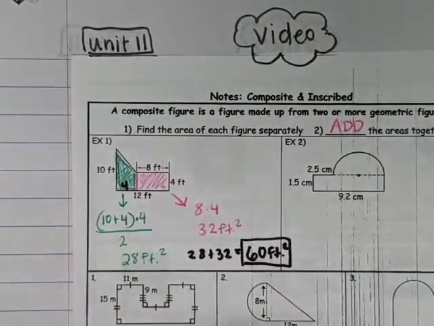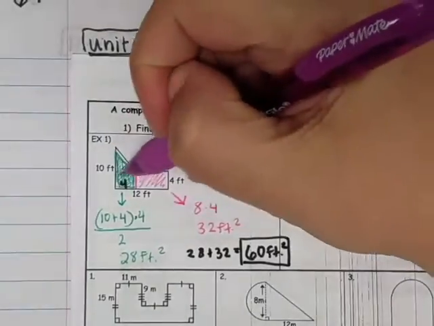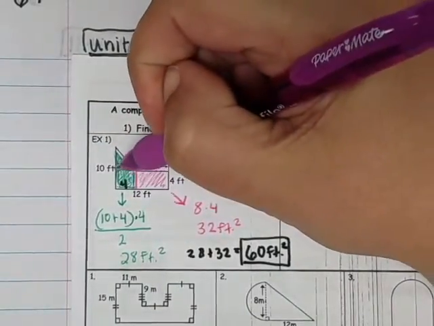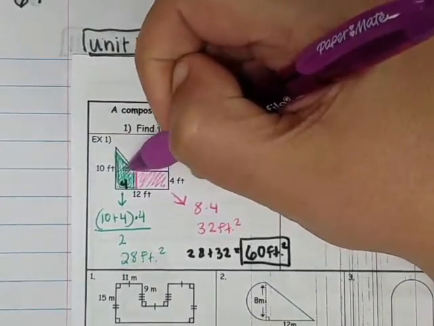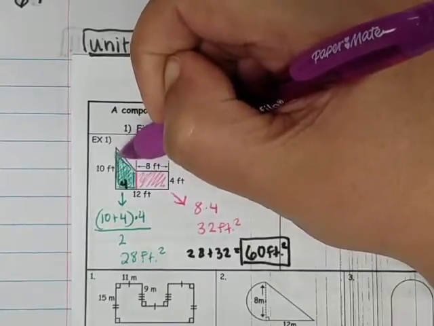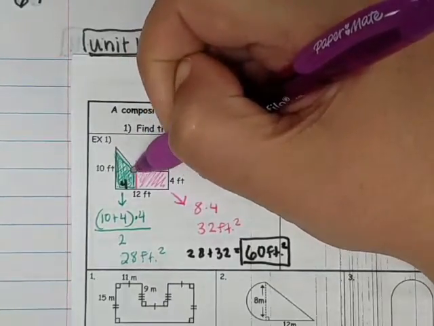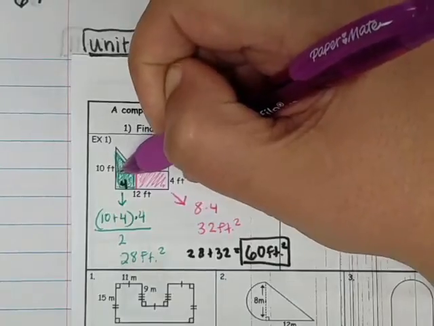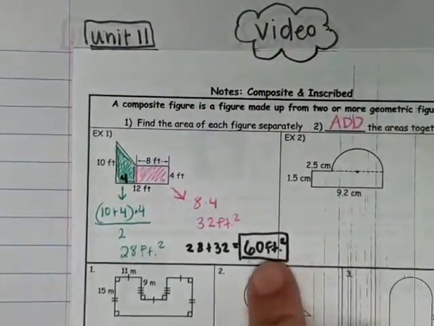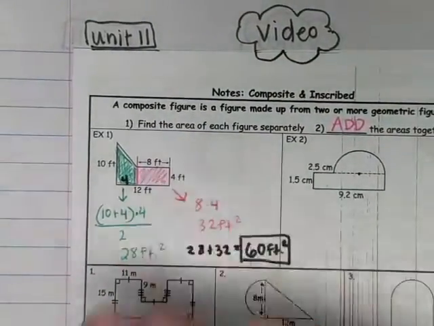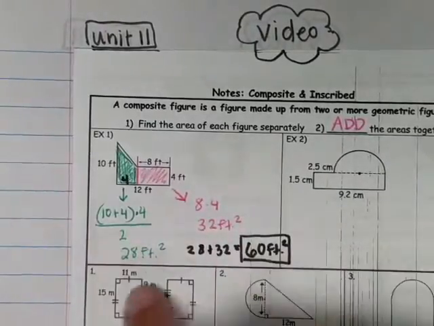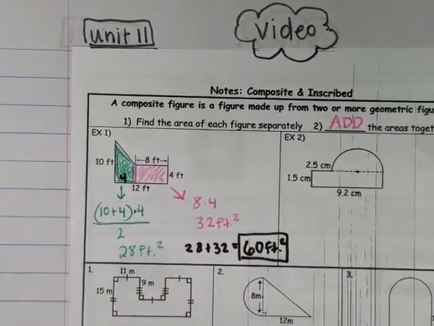If you broke your shape up into a longer rectangle and you got a 12 by 4, and then you did a small triangle where the base was 6 and the height was 4, you would have gotten 48 plus 12, which still would have gotten you 60. So both ways, breaking it up into different shapes, you'll still end up getting the same answer.